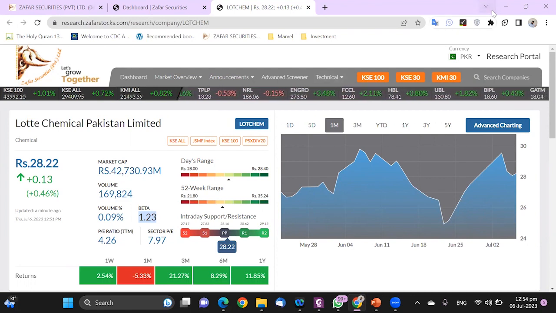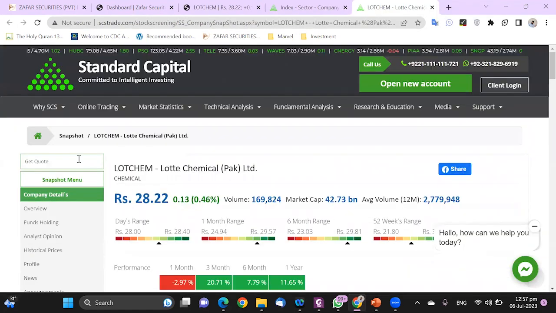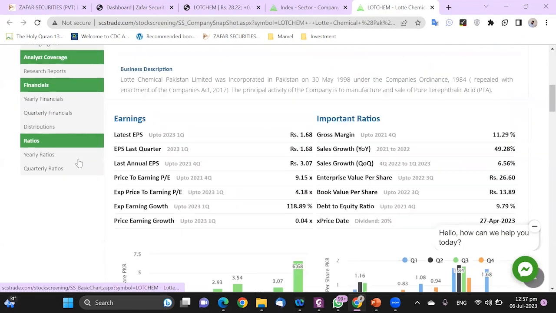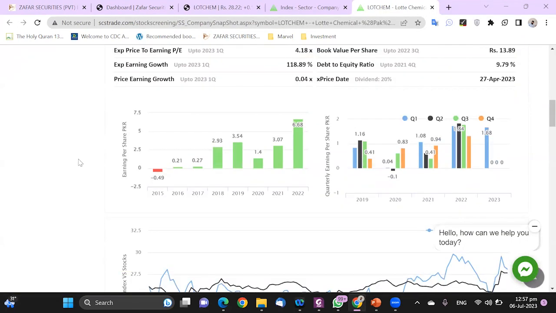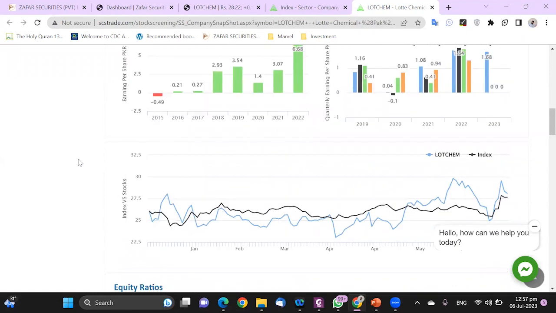And for alpha, you need to check other options, like this SCS Trade Standard Capital website. There you can check the alpha. The alpha number you cannot get easily in the Pakistan stock market. I could not find it anywhere in the Pakistan stock market. In other stock markets, you can check their screeners and you will find the alpha. It is usually described as a percentage. If it is 5, it means it is beating the market by 5%.